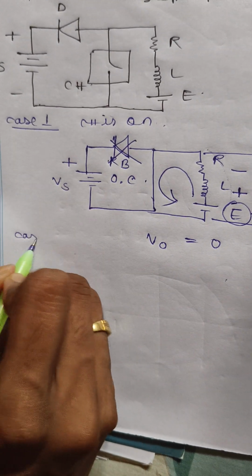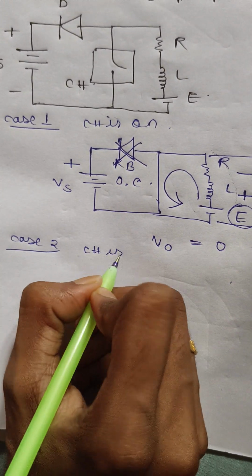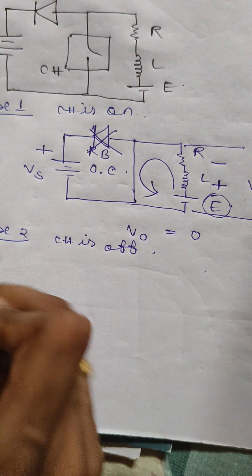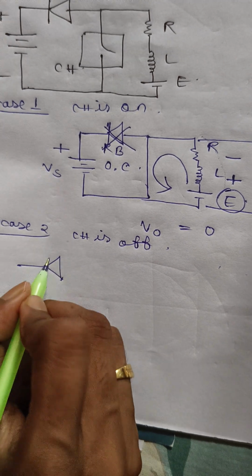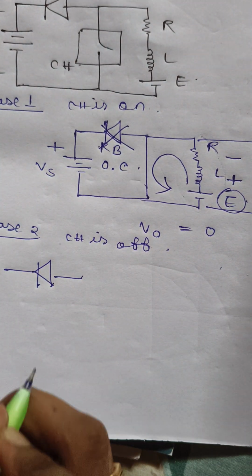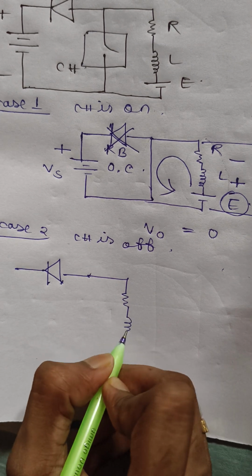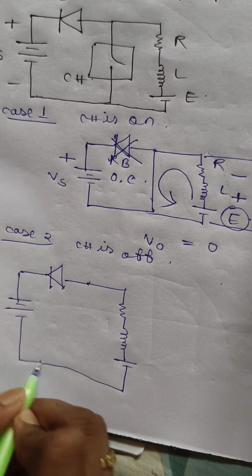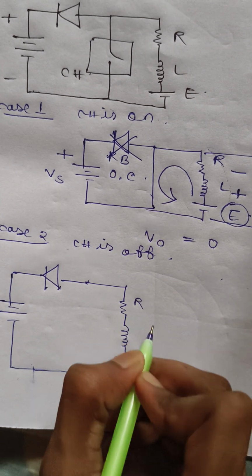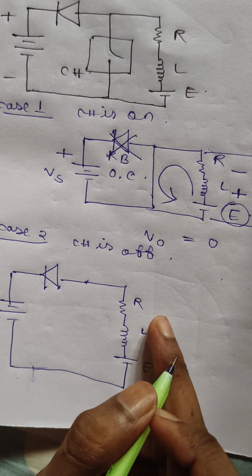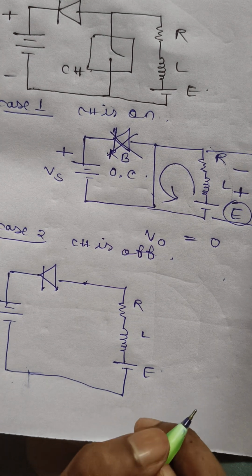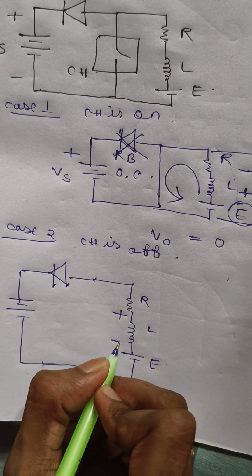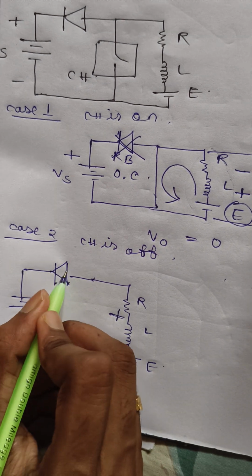Now case 2, when the switch is now off. When this is off, the inductor is fully charged. Now what happens? This is the diode. The switch is off, so no need to draw it. This is the resistor, inductor and E, and this is the Vs, supply voltage. Now the inductor has charged, and it is time for the inductor to discharge. While discharging, it reverses its polarity. That means this negative will become positive, and this is negative. So now the positive is connected to this anode terminal.